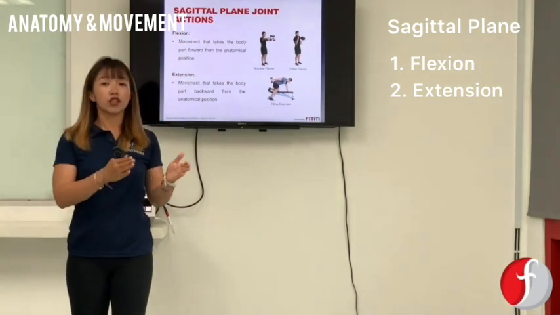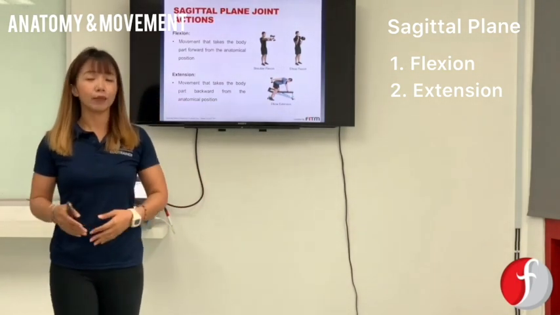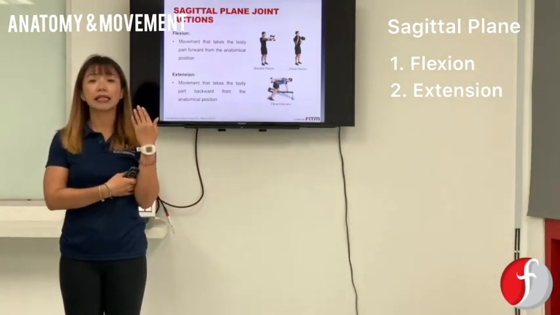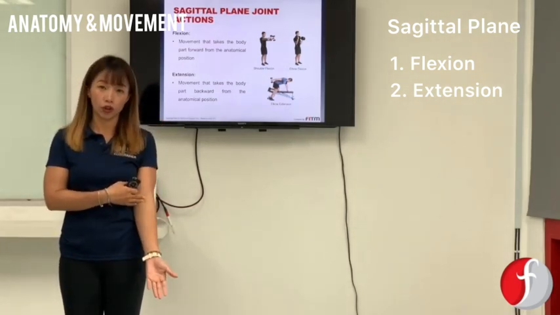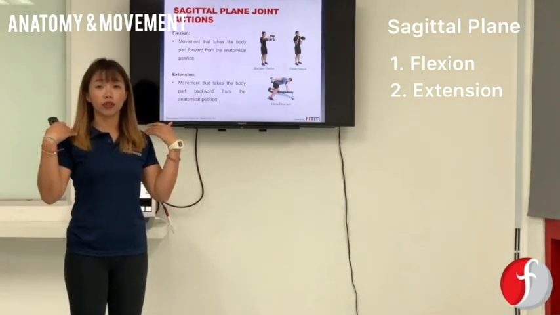So when I say joint flexion, it basically means that you're closing up the joint, and when you are extending the joint, you are opening up the joint. So let's look at some of the joints that you have in your body. So let's say the shoulder joint over here.